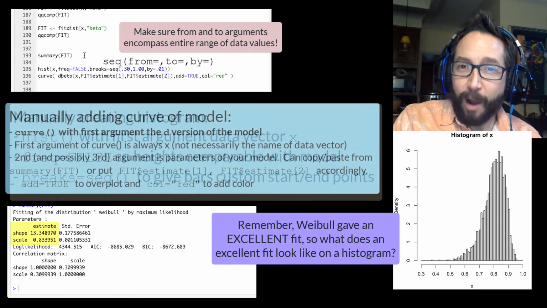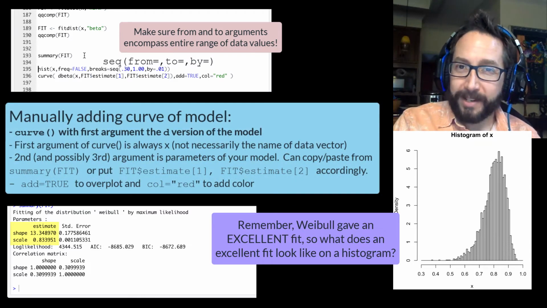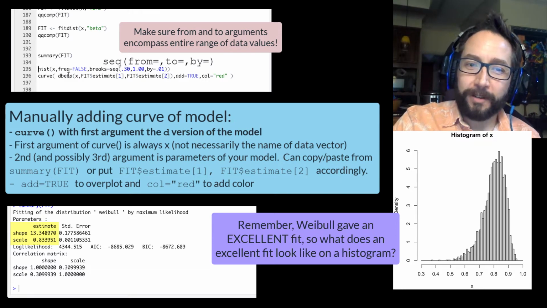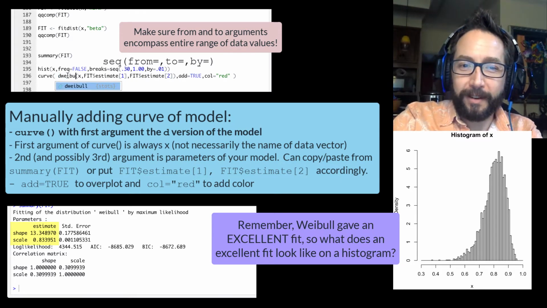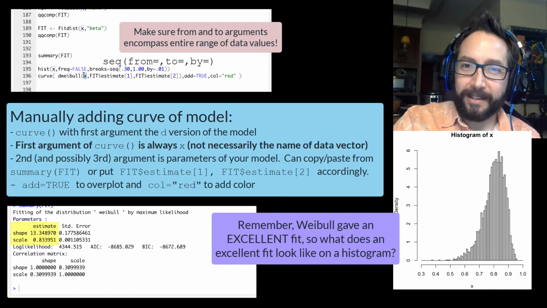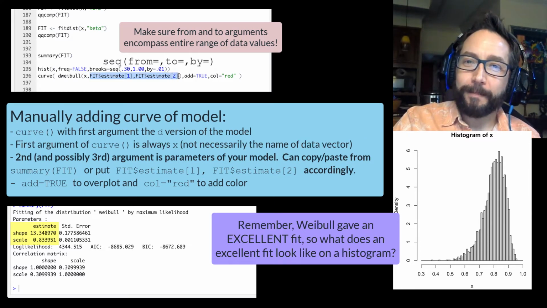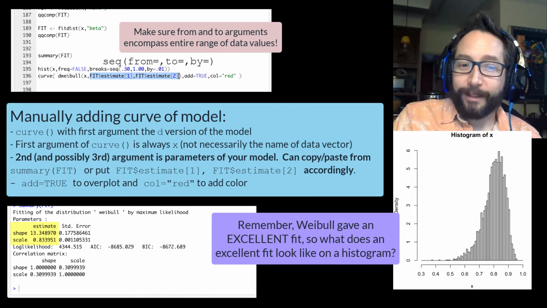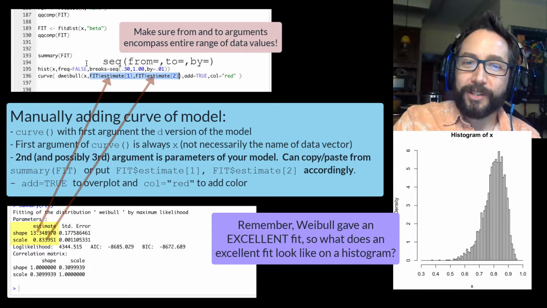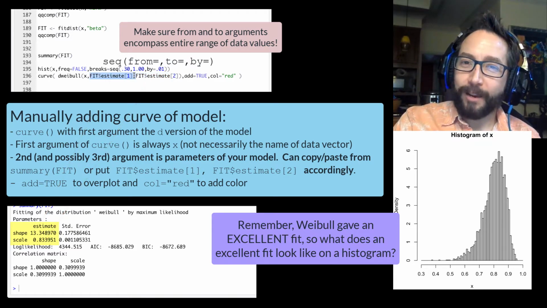And so if I want to use that Weibull curve to see how close of a fit I have, well, what I can do is run the curve function, just put in the D version of the PDF that I want to be looking at, dweibull in this case. X is the argument for curve that it always wants. And for the second and third arguments, basically for the dweibull function, what's the value of the shape and the scale parameters? Well, we can copy and paste that if we want, or we can always just use fit$estimate[1] for whatever the first parameter estimated, and then fit$estimate[2] for that second parameter.